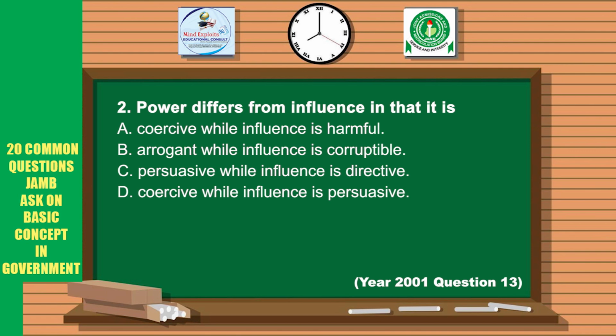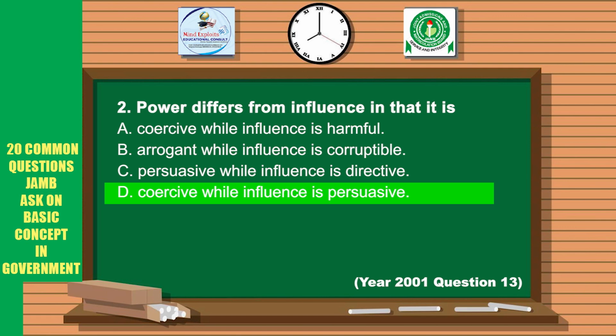So power doesn't persuade. Power is a capacity to prevail on the will of others to do your own will. So it's not persuasive. It's coercive. It's an application of force. So the D option, coercive, while influence is persuasive. Of course, that's the right answer, D. Power is coercive. It's application of force.